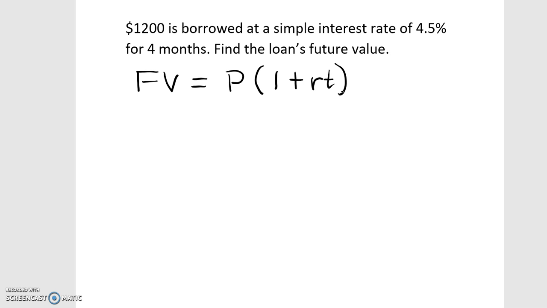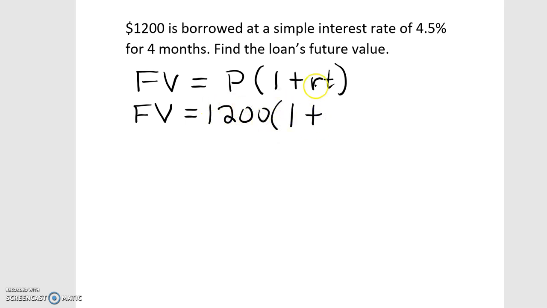Now, in this case, FV represents the future value of the loan, P is the principal or the original amount borrowed, R is still the rate or the interest as a decimal, and T is the amount of time in years. So in this case, we want the loan's future value, so FV is what we're solving for. The principal amount, the original amount borrowed, is the $1,200.